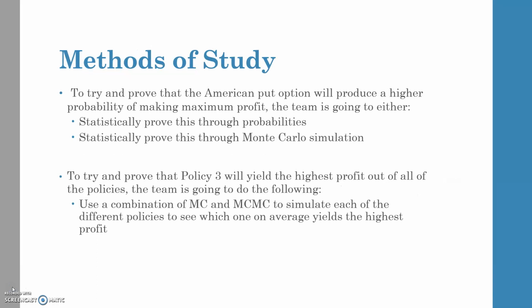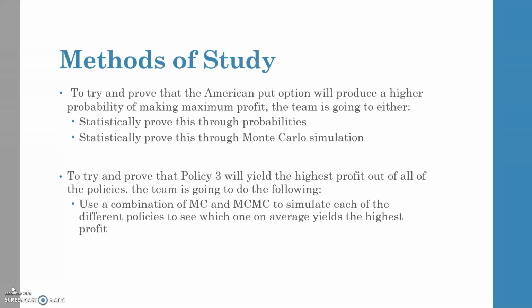As far as our methods of study go for addressing the first part of our hypothesis, to try and prove that the American put option will produce a higher probability of making maximum profit, we're going to either statistically prove this through probabilities and analytical math, or we could statistically prove it through Monte Carlo simulation. So those are two options when addressing the first part of our hypothesis.